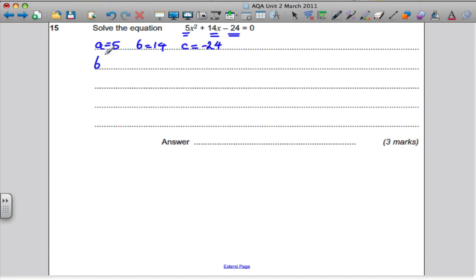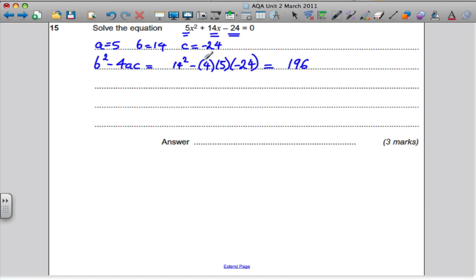I'm then going to work out B squared minus 4AC, because it's easier when I'm substituting into my quadratic formula. B squared would be 14 squared, subtract 4 times 5 times negative 24. Well, what is 14 times 14? Well, you have to know your squares up to 15 times 15. That is equal to 196.